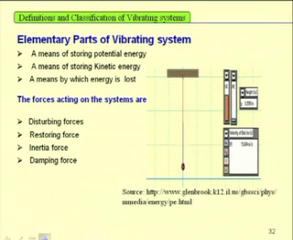Now let us see what are the elementary parts of a vibrating system. Here a very simple harmonic motion of a simple pendulum is shown. The simple pendulum contains a massless thread with a bob, and it moves given an initial disturbance. When it is at the topmost position, its velocity is 0, so kinetic energy is 0. All the kinetic energy is converted to potential energy.